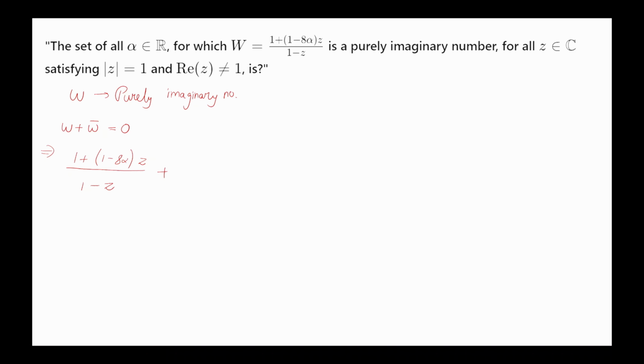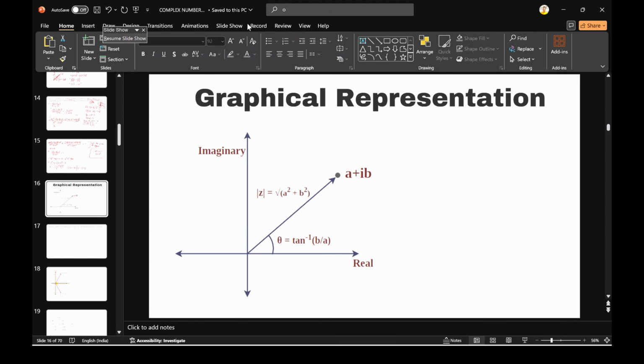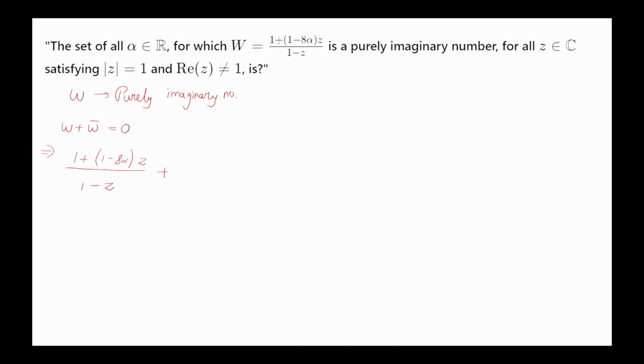Again, if you carefully look at this equation, this sign and this sign I'm not going to change in the conjugate. I'm simply going to put z bar in my conjugate, because these signs cannot be changed, because I'm considering this whole to be a purely imaginary number. This entire thing cannot be taken as conjugate. So this would simply become 1 plus 1 minus 8 alpha into z bar upon 1 minus z bar. This is equal to 0.